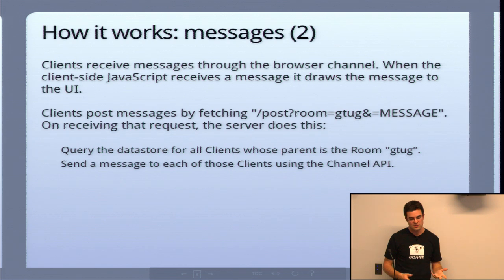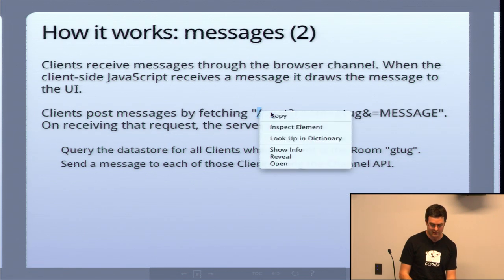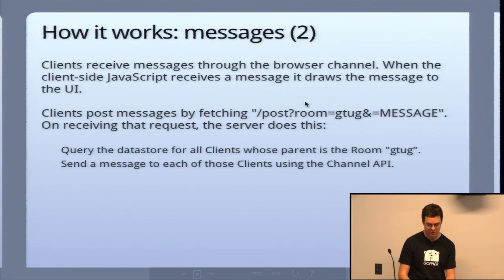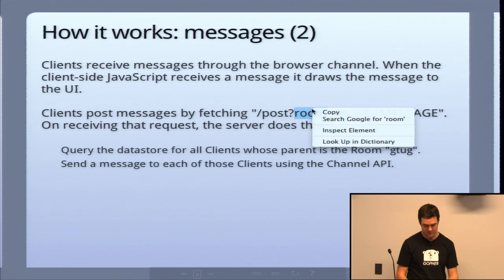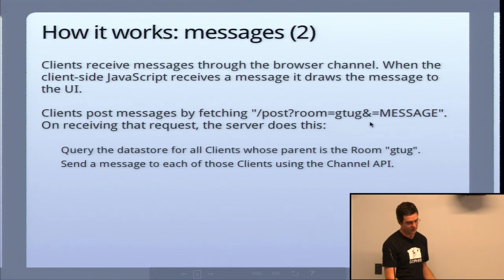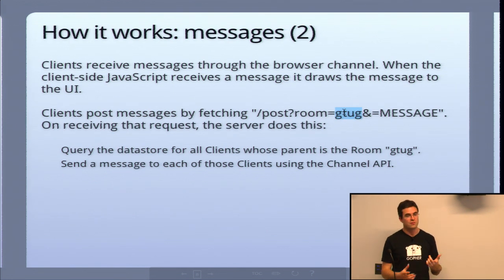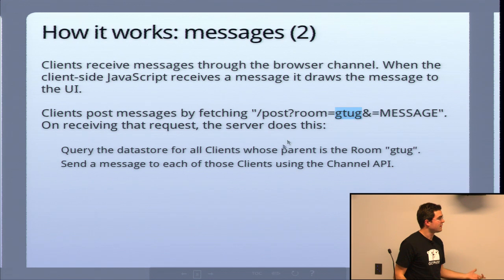And so sending and receiving is simply a matter of receiving messages via the browser channel, and the JavaScript draws them to the page. And a client posts messages by hitting a URL slash post, passing in the room name and the message body themselves. And so the server, on receiving a message like that, looks up all clients who are children of GTUG and then sends a message to all of those clients using the channel API.